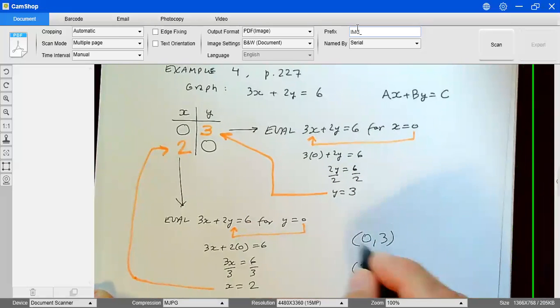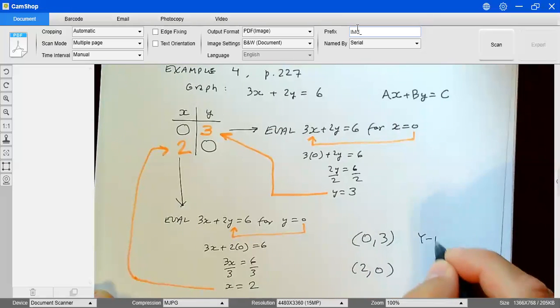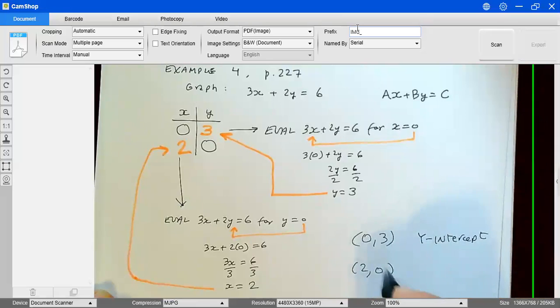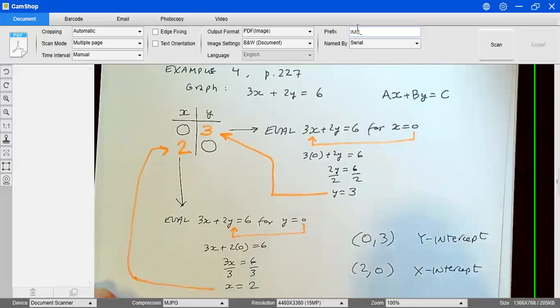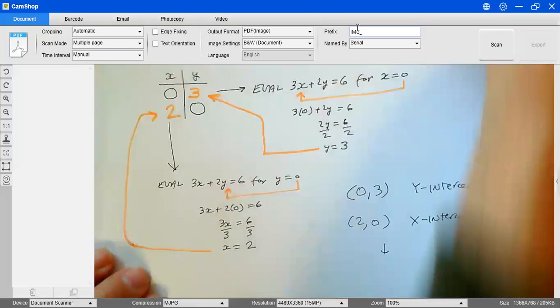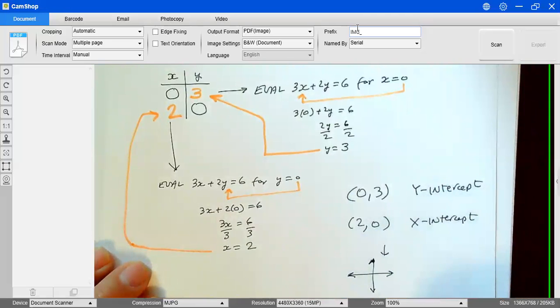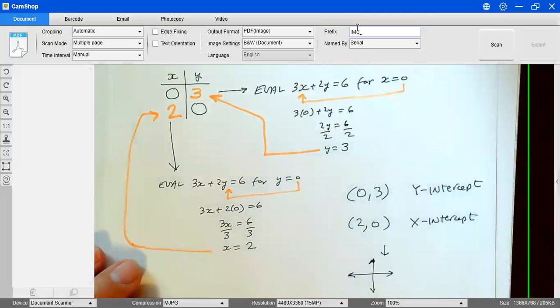These are the coordinates for the y-intercept, and these are the coordinates for the x-intercept. Then we just need to go and plot this on a Cartesian coordinate system. We're going to find these two points and get the line.